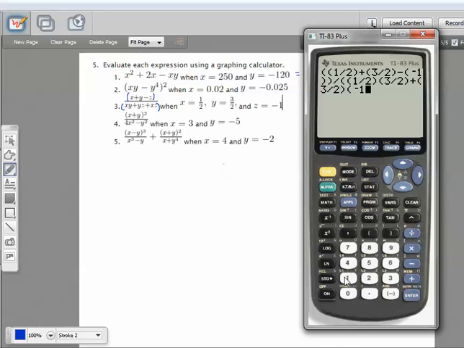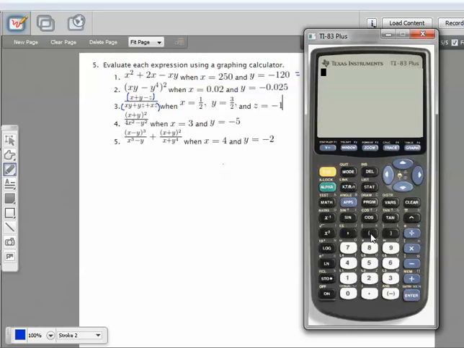Oopsie. Negative 1 for z. Plus x, which is 1/2. And z, which is negative 1. All right, and then another end parentheses to finish off the denominator there. So when I hit enter, I get a negative 2.4 for my answer for number 3. So negative 2.4 is what we get there for number 3.